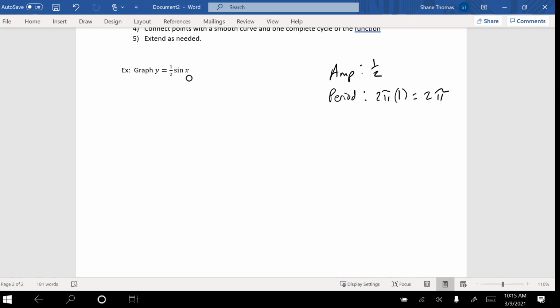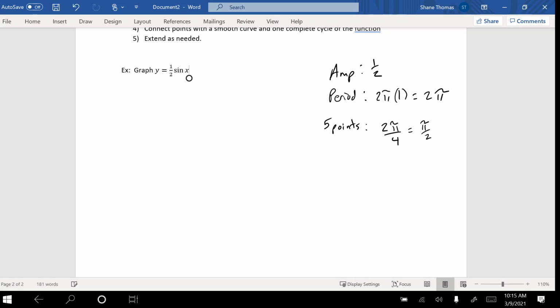Okay, now here's our 5 points. So for my 5 points, I need to find a quarter period. What's the size of my period here? 2 pi, okay? So I need to take 2 pi and divide that by 4. If I divide 2 pi by 4, what do I get? In pies.